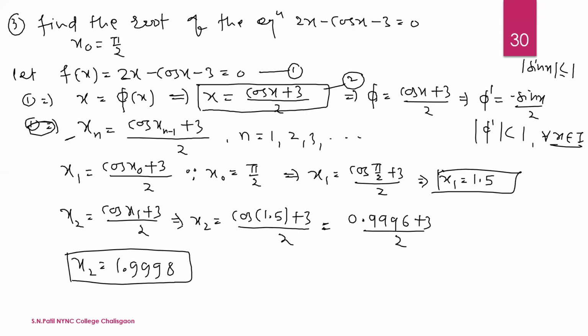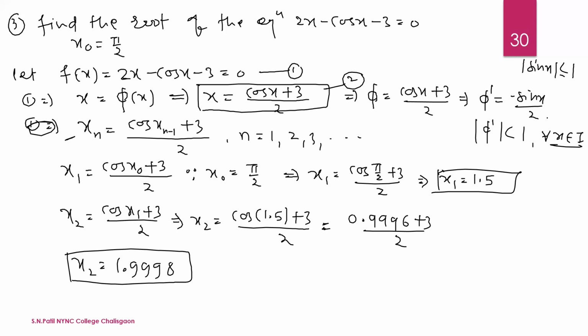Now the next problem: find the root of the equation 2x minus cos x minus 3 is equal to 0, x naught is equal to pi by 2, and perform only 2 iterations. So first we write the equation f of x is equal to 2x minus cos x minus 3 is equal to 0, and we write this as x is equal to phi of x. We put cos x and 3 on the right hand side, and divide by 2. Now differentiate. The derivative of cos is minus sin, the derivative of 3 is 0. So we get minus sin x upon 2.